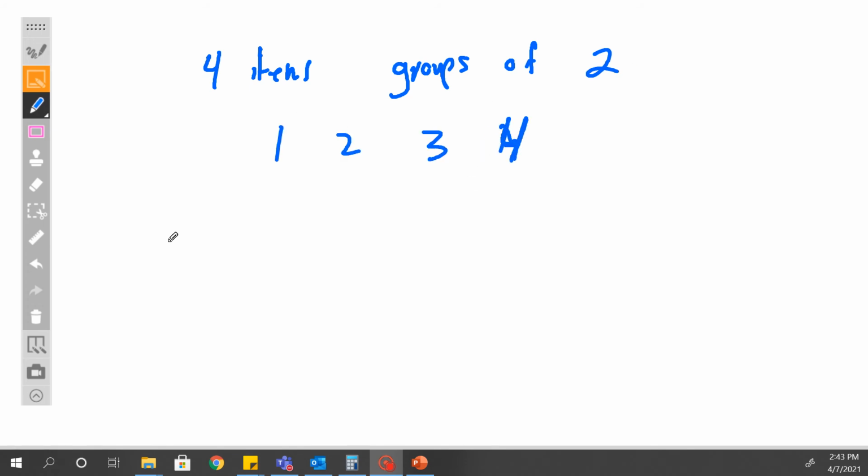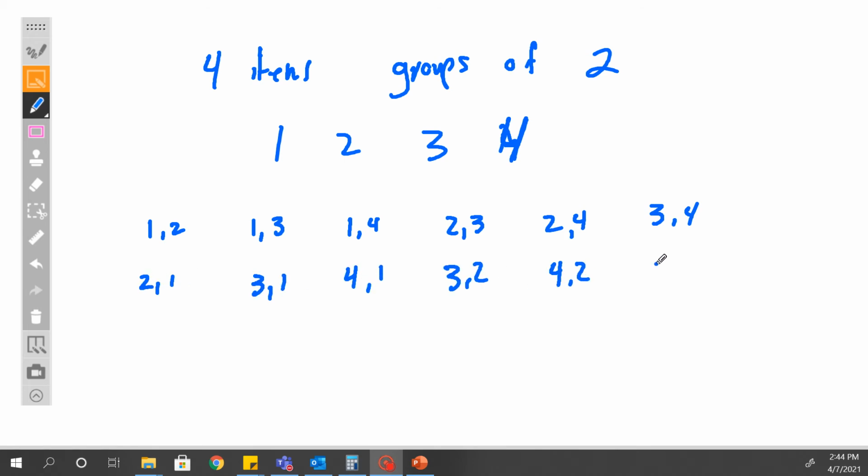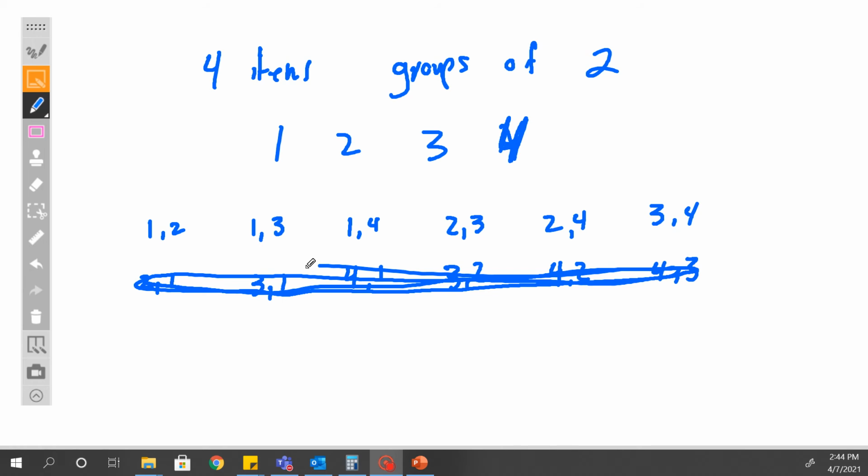If this were a permutation, we'd have 1 and 2, 1 and 3, 1 and 4, 2 and 3, 2 and 4, and 3 and 4. And then we'd also have 2 and 1, 3 and 1, 4 and 1, 3 and 2, 4 and 2, 4 and 3. I'd have 12 different options if this is a permutation. However, for a combination the order doesn't matter. So the group of numbers 1, 2 would be the same as the group 2, 1. These would be considered the same groups, so they'd be repetitions. So there's only 6 options for a combination in this case.